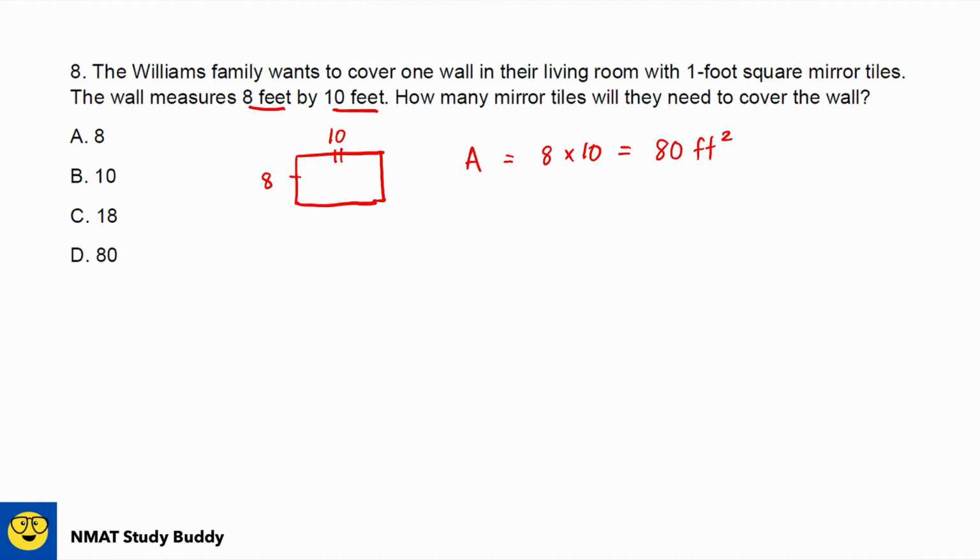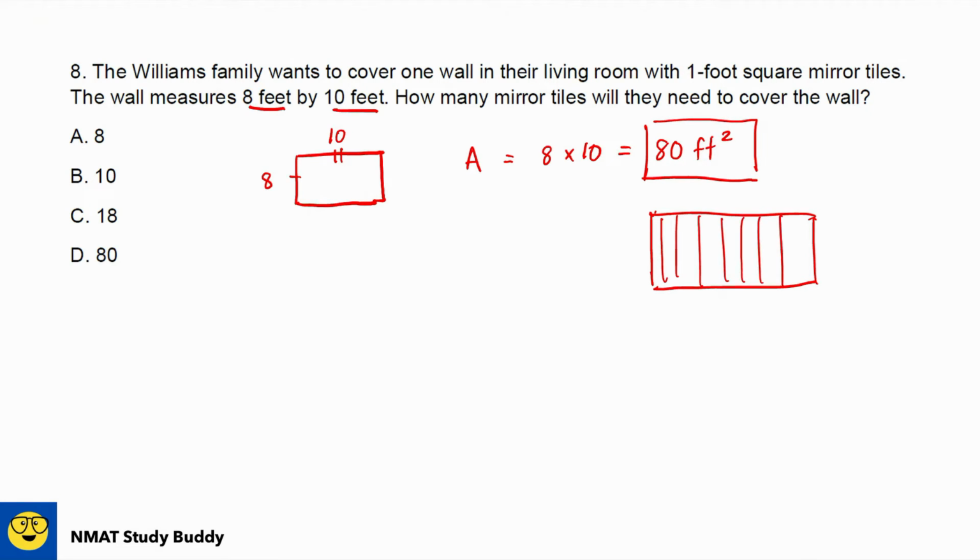So, ito na yung final answer natin. Kasi kapag sinabing feet squared, meron kang parang, so, ito yung wall, diba? So, sabihin natin 80 tong boxes na to. Kunwari lang. So, ito yung 1 foot. And then, lahat yan, yung total lahat ng squares na nasa loob is equal to 80 feet squared. So, ganun yung sinasabi ng problem. So, 80 na mirror tiles yung kailangan, which is letter D.